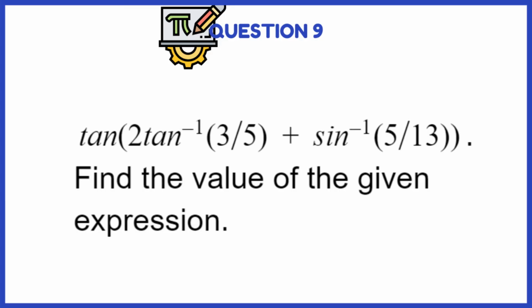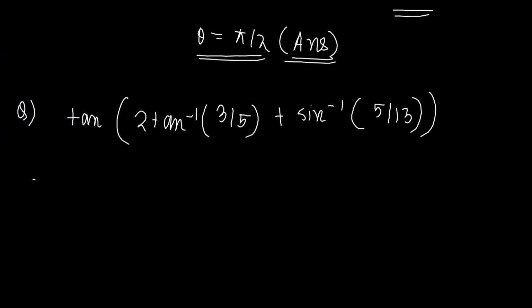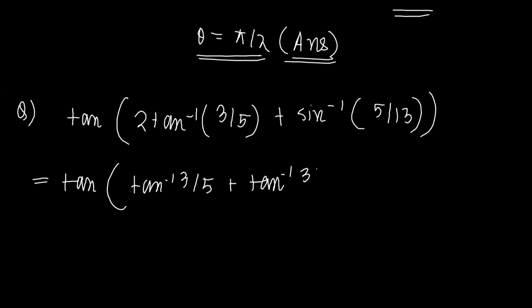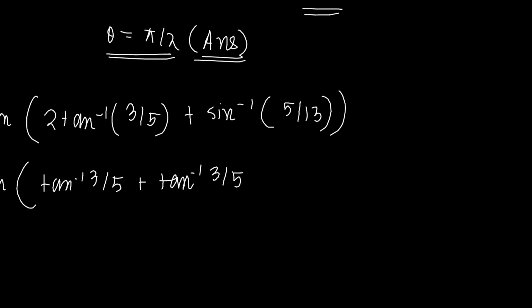In the next question, it is given that it is a sum from inverse trigonometry. It is given tan of (2 tan inverse 3 by 5 plus sine inverse of 5 by 30). Now it is tan outside. We can break this 2 tan inverse of 3 by 5 as tan inverse of 3 by 5 plus tan inverse of 3 by 5. Okay, so 3 by 5 is lying between 1 and minus 1, that means here we can use this one.